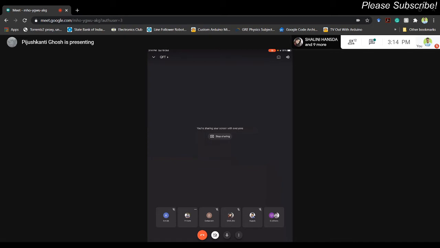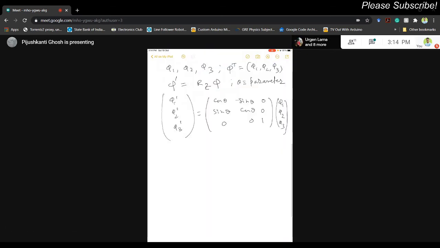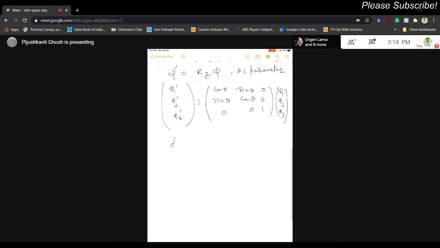But I am not identifying phi 1 with x1, phi 2 with x2, phi 3 with x3. What I am trying to tell you is that such a symmetry is possible. Say for example, if I write, yesterday you solved this equation, right?